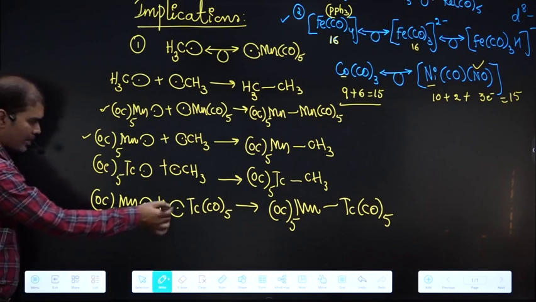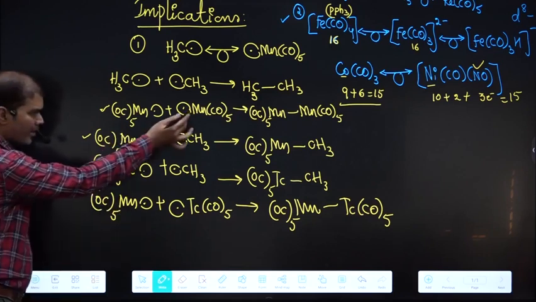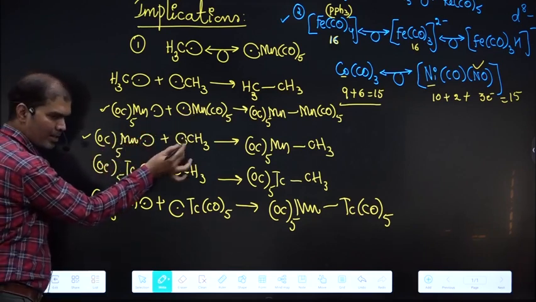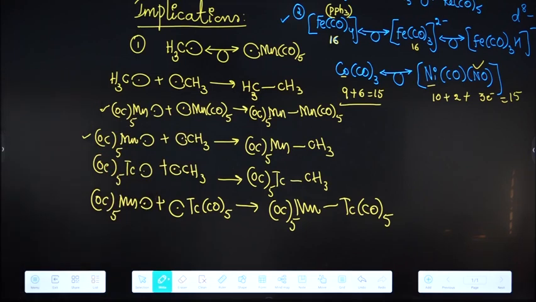Every time you need not put this lobe and an electron. Once if you put, you can understand. If I take a methyl, it is a 7 electron system. It is isolobal with a 17 electron system. So a 7 or a 7 electron system can combine. A 17 or a 17 can combine. A 17 or a 7 can combine, and so on.